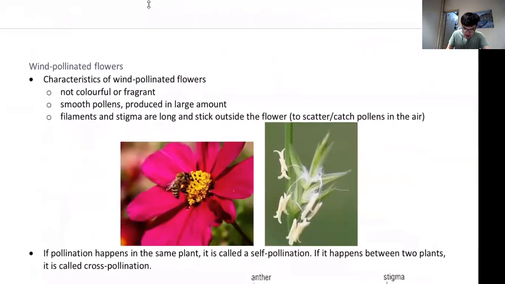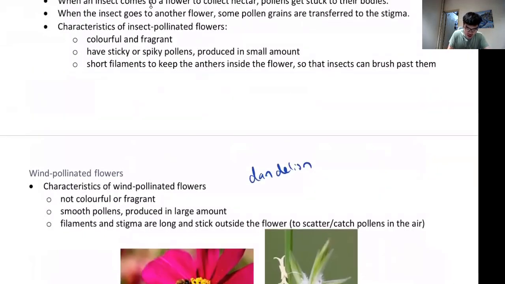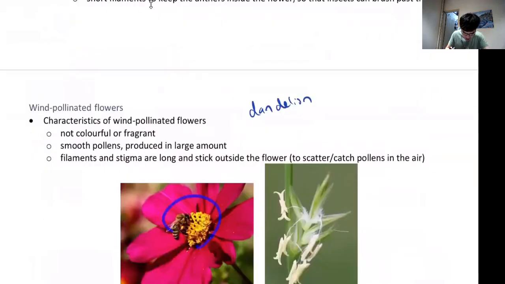Like you see dandelion, we'll write it here, dandelion is wind pollinated. Do they have any smell? No. Do they have any color? No. They look very pale because they just use wind. They don't care about insects coming or not. So an insect pollinated flower is usually colorful and fragrant, as you can see. So this is what bees are doing.